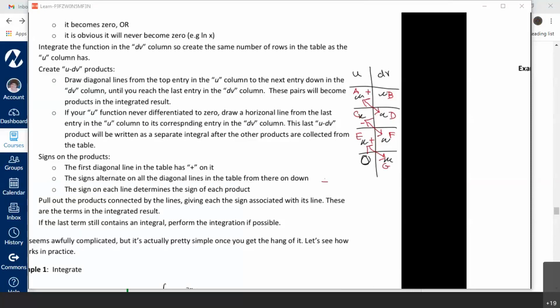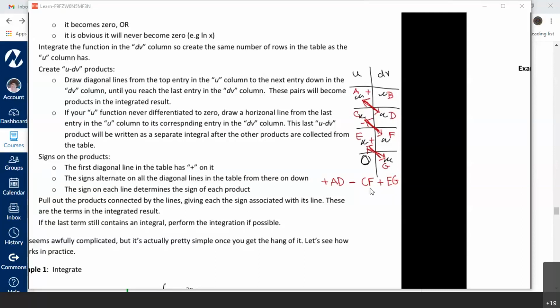You wind up with a positive A, D, right? Because the A and the D are on opposite sides of that line, and they're positive. Then you put a negative sign and you pull out CF, multiplying them together. And last, you put a positive sign and you pull out EG. Okay? So that's kind of an oversimplification of how we're going to do it. So that describes how to make the products, how to put the signs on the products.